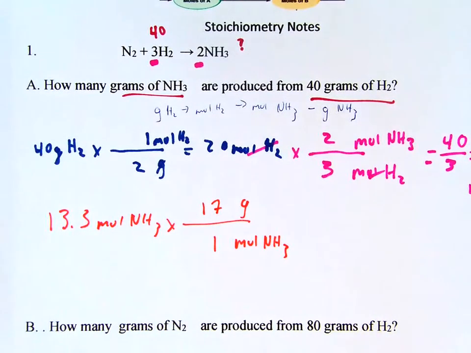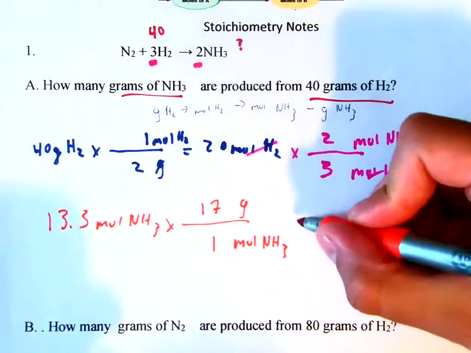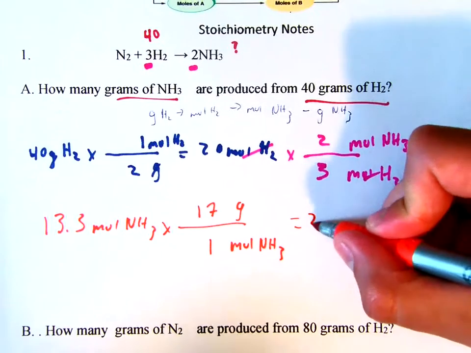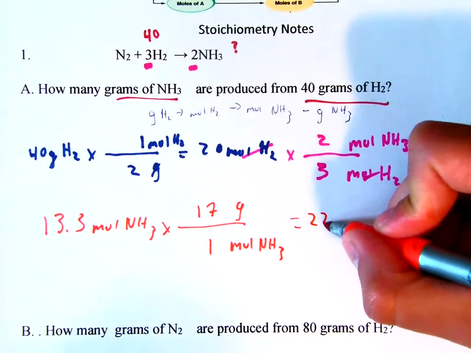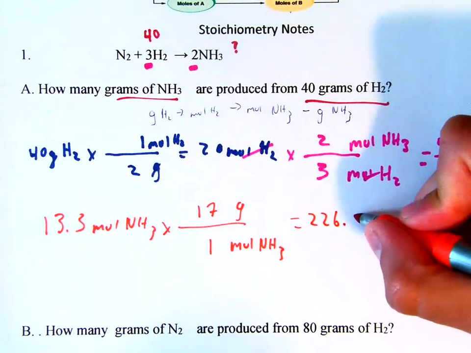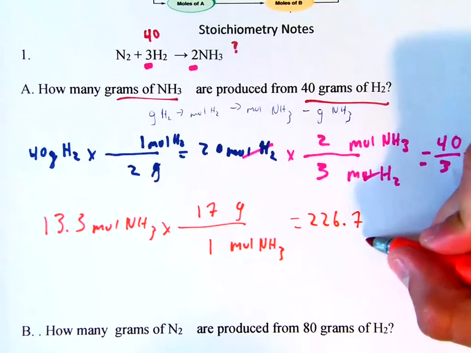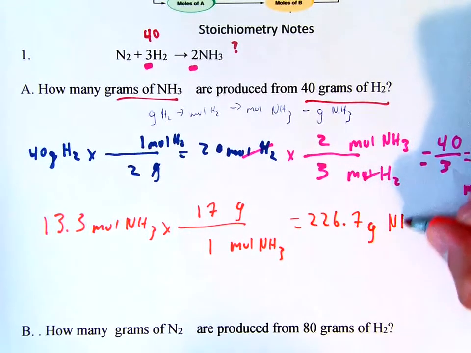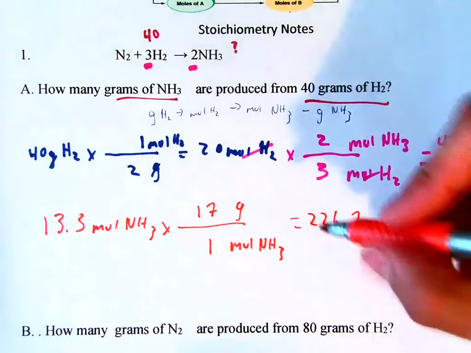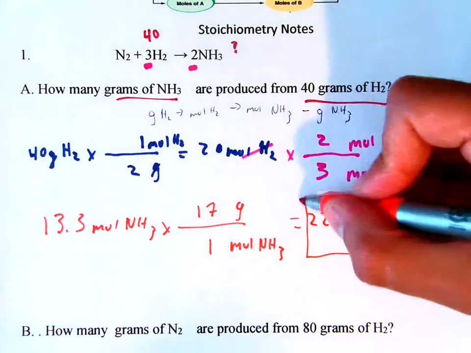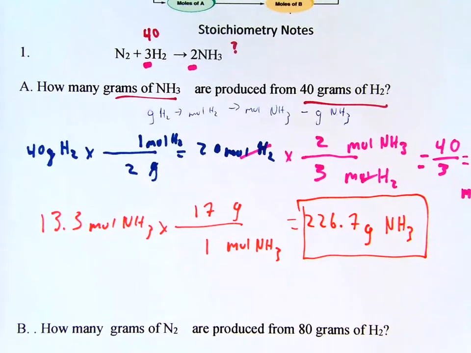I multiply 13.3 times 17, which gives me my final answer, 226.7 grams of NH3 if I round to the first decimal. And that would be my final answer. So these problems are a little bit difficult because there's a lot of steps involved in them. It's not just one step, it's 3 steps for all of these problems. Okay, let's go ahead and go through another example.